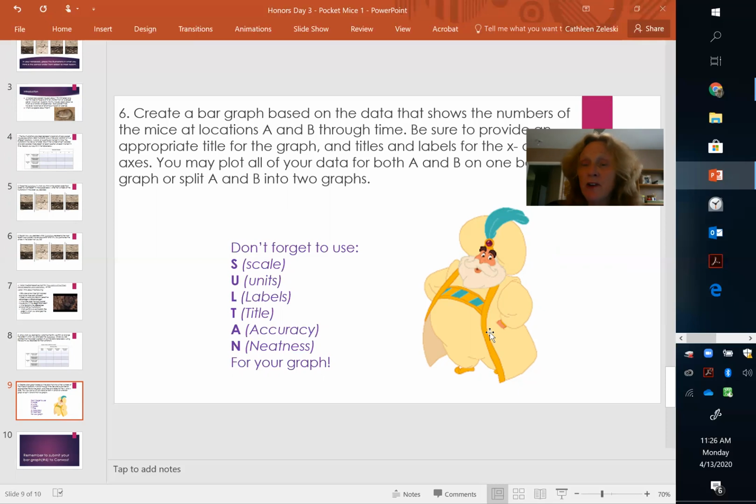And I know you can readily go online and find, or actually, you know what I'll allow you to do? Do it on Excel. So if you'd like to use some sort of computer program to do this, I'm totally okay with that. So you don't have to hand do it. You can do it online. That works for me. Okay, just make sure you label everything.